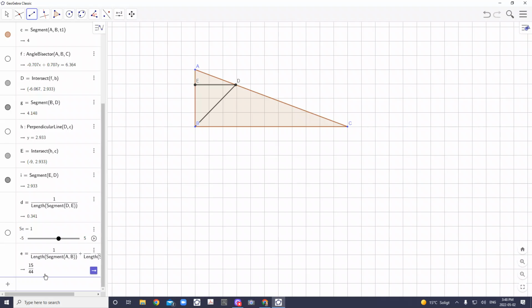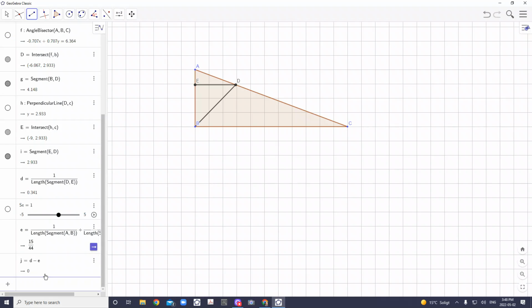Okay, I subtract D minus E to see what happens. It's 0. So that is correct. So our understanding is correct. I calculated 1 over that length plus 1 over that length. I got this number. I calculate the length of DE, the reciprocal. And according to GeoGebra, the difference between these two numbers is exactly equal to 0. So our understanding is correct. And the point is how we can prove this in all cases.